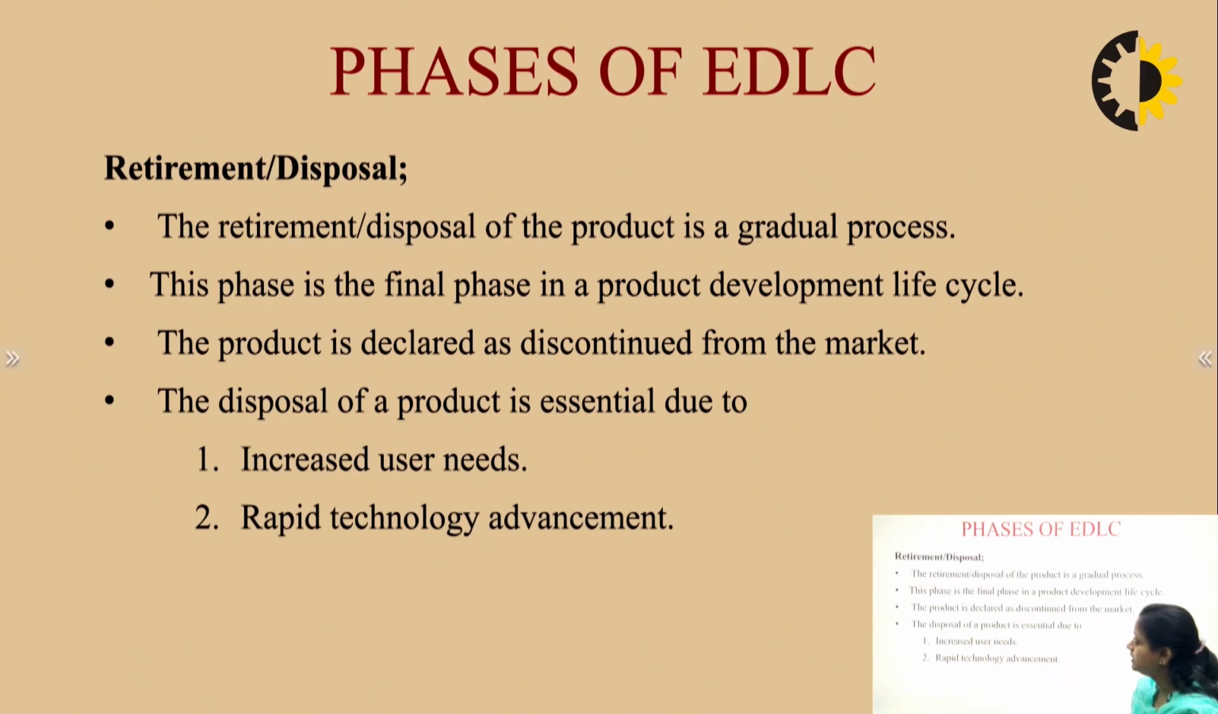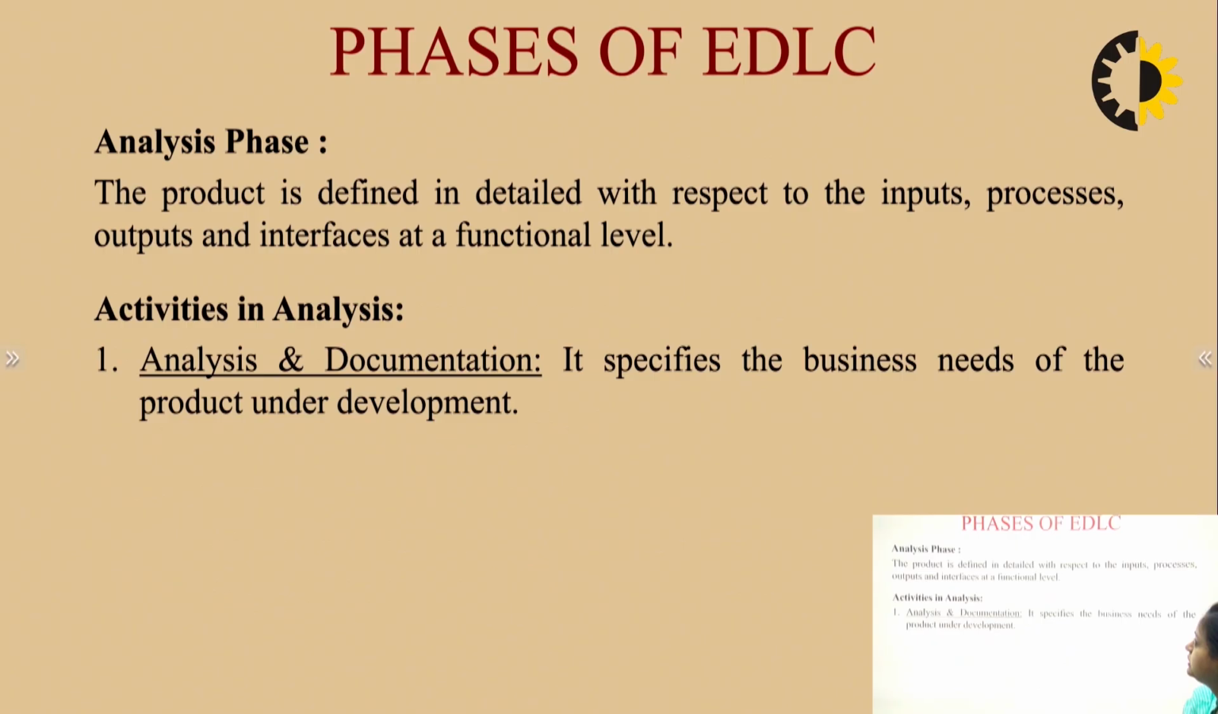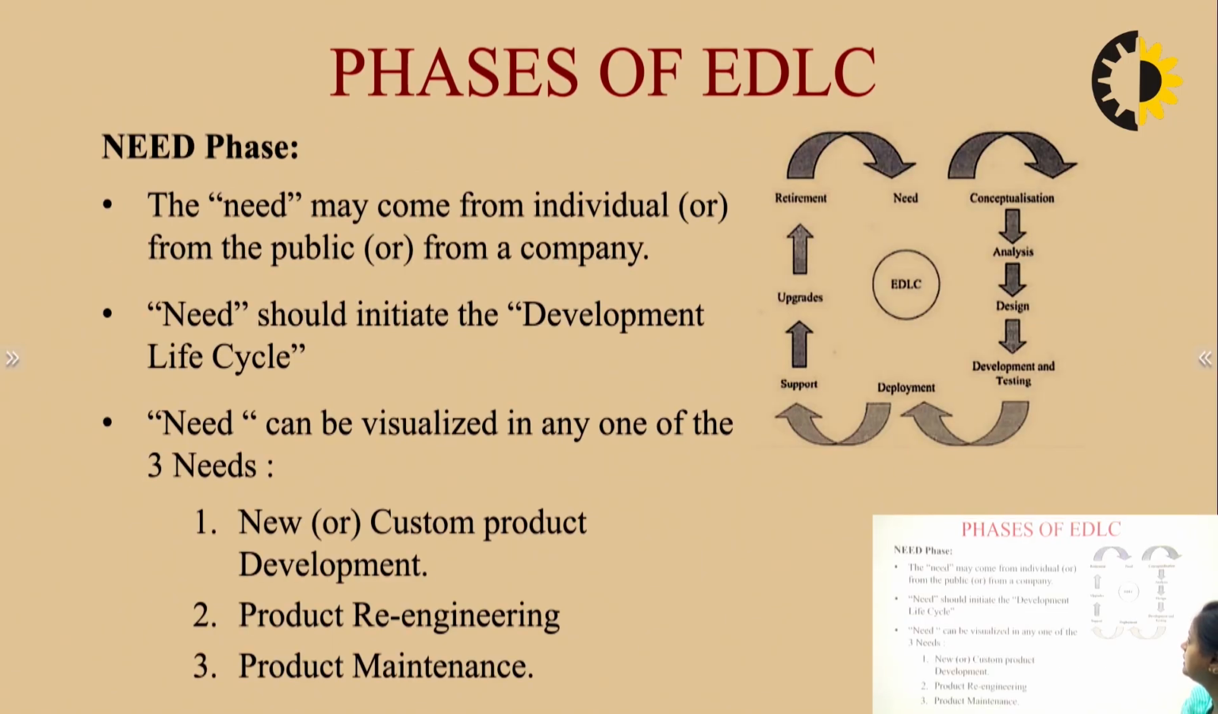Now, we will again move to the diagram and recall all the phases once again so that the cycle can be completed at the end. So EDLC, the product development life cycle. First of all, we started with need. That means we have to understand what the requirement of the product is, which group of customers requires it, whether a certain population requires it, whether a group of people requires it. Okay, and what kind of need is it? A new product is required to be developed, or some upgradation or re-engineering is required in the existing product.